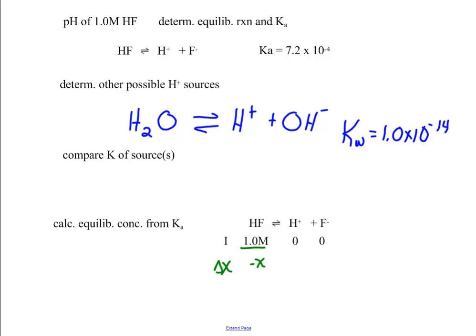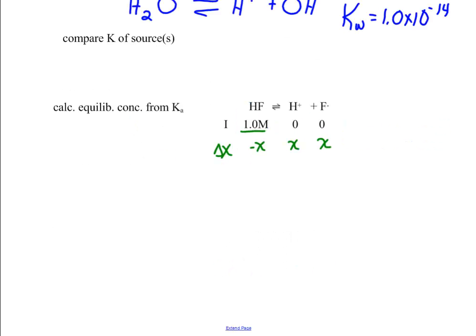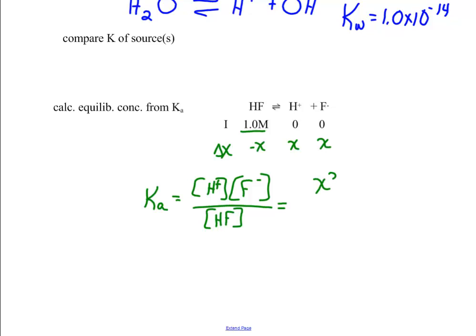So we have minus X for hydrogen fluoride, plus X for both hydrogen ion and fluoride ion. So our equilibrium expression is going to be Ka is concentration of hydrogen ions times the concentration of fluoride ions over the concentration of hydrogen fluoride. And now we put in numbers. So we have X squared in the numerator. We have 1 minus X in the denominator. And our Ka we saw before is 7.2 times 10 to the negative 4. So now we do the algebra to solve for X.